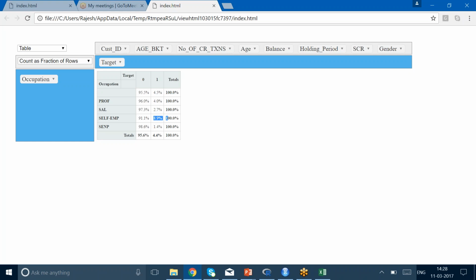Technically, I can make a classification tree, a tree-like structure. I'll first split the entire data by occupation. Then I'll split it by age bucket, and then within occupation buckets I'll split it by age bucket. Then I'll split it by, say, balance, holding period, and so forth. If we use that kind of modeling technique, it is called the classification tree technique.